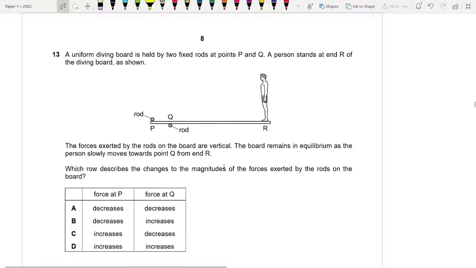13. Okay, this is a common MCQ. It repeats from time to time. A uniform diving board is held by two fixed rods at points P and Q. A person stands at the end R of the diving board as shown. The forces exerted by the rods on the board are vertical. The board remains in equilibrium and the person slowly moves towards point Q from end R. Which row describes the changes in magnitudes of the forces exerted by the rods on the board?